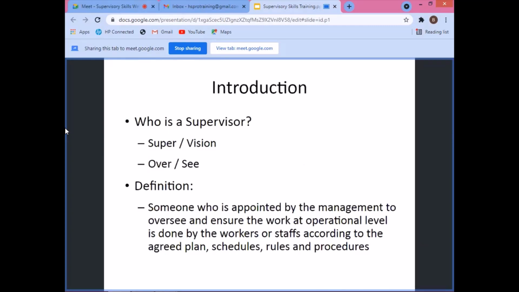The question I would ask you guys is, who is a supervisor? So who really is a supervisor? Supervisor is like supervision, vision. It's looking after the teams, looking after the subordinates that are working under him.